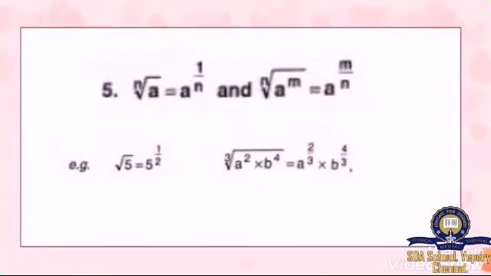Okay. Let me see the next rule. The next rule is, the nth root of a is equal to a raised to the power 1 by n, and the nth root of a raised to the power m is equal to a raised to the power m by n. Let me see with an example. So, root 5 is equal to 5 raised to the power 1 by 2. And let me see another example for the next condition.